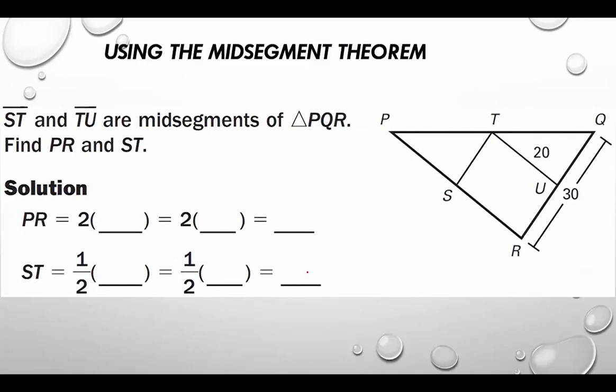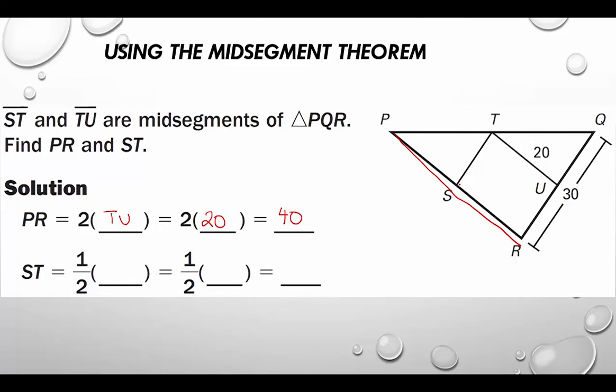Using the midsegment theorem, so we're on example 2. Here we are given that line segment ST and line segment TU are midsegments of triangle PQR. Find PR and ST. So we have to find the lengths of PR and ST. PR is this length over here. Notice that the midsegment that is parallel to it is TU, and PR looks like it's bigger, so I know that it's twice the length of TU. And TU is 20. So PR is 2 times 20, which is 40.